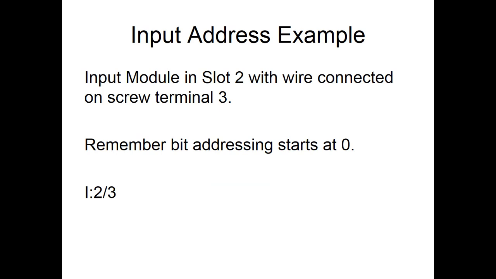So, for example, if we have an input module in slot 2, remember, it starts at 0. Everything starts at 0, so the CPU is going into slot 0. And then we have a wire connected on screw terminal 3. The bit addressing starts at 0. So it's input, slot 2, remember 0, 1, 2, and then connected on screw terminal 3. You'll see the first terminal is actually terminal 0, that corresponds to the 0 input. Then terminal 1 is the 1 input, 2 is 2, and 3 is 3. So that might be an example of the bit address. Just don't forget, the zero is where the slots on the rack and the bits start.